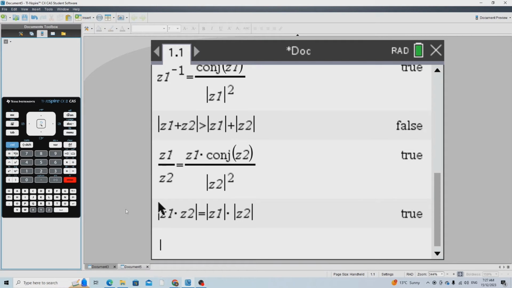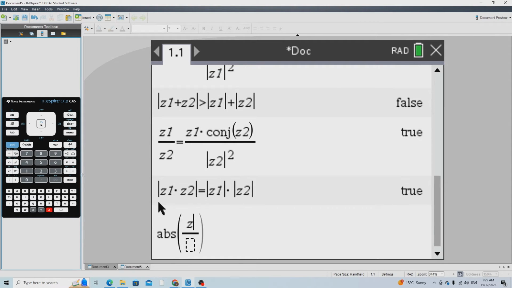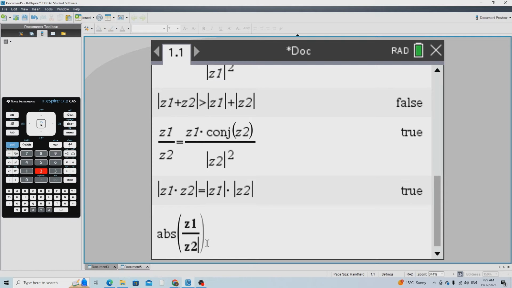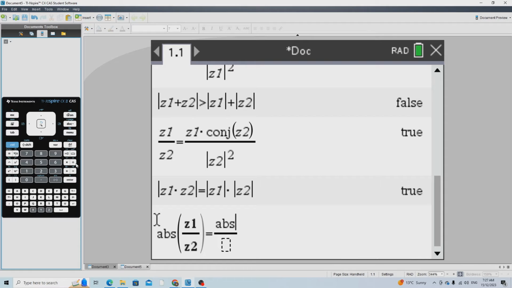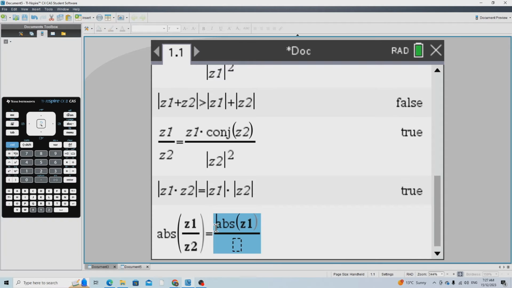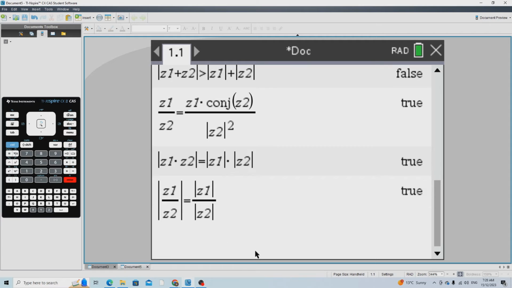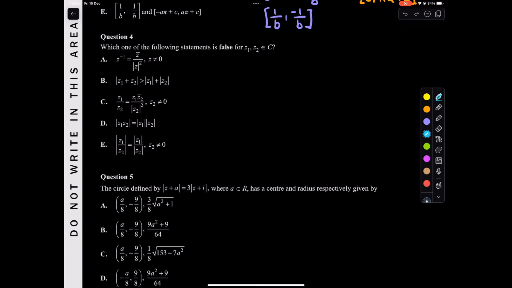Enter. Also a true statement. Lastly, let's just check the other one. Absolute value of Z1 Z2 is equal to the absolute value of Z1 and the absolute value of Z2, also a true statement. And that's it. So the only false statement is B. So choose B as your answer.